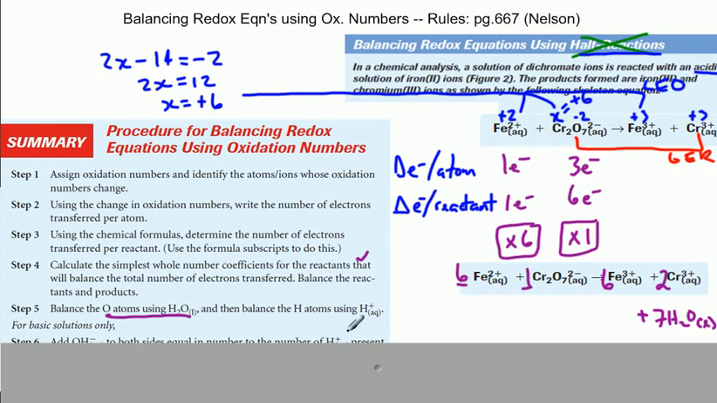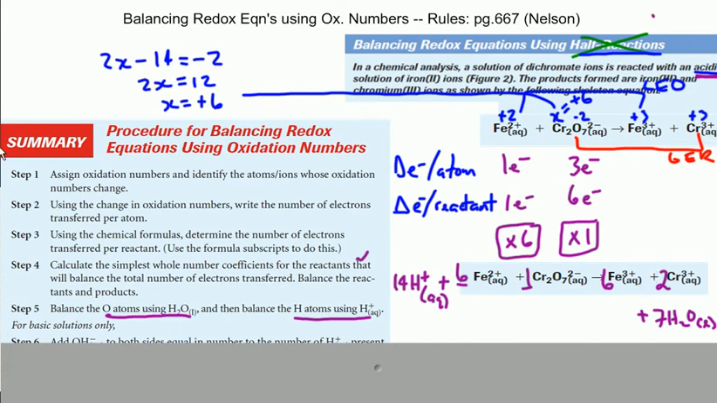And the last thing to do is to balance the H atoms using H+. So there is 14 hydrogens on the right, so we add 14 H+ on the left. And we're allowed to do this because this, of course, occurs in acidic medium. And there we are now, we're done. We can check the charges. The charges should balance, and all of the atoms should balance.